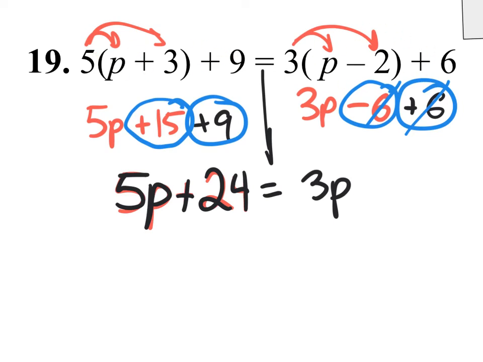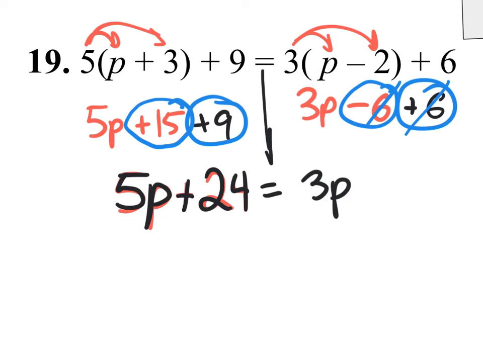No more distributive property or combining like terms. This is simplified. Now we could worry about getting to the goal, to get p by itself on one side of the equal sign. Where's p at? The left side of the equal sign or the right side of the equal sign? It's on both sides. You don't want it on both sides. Let's get rid of one of them.